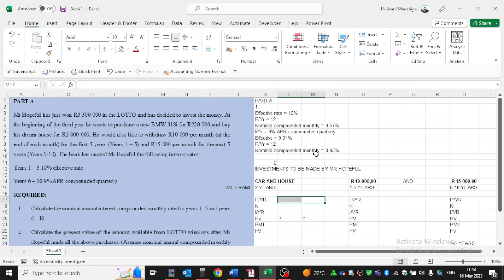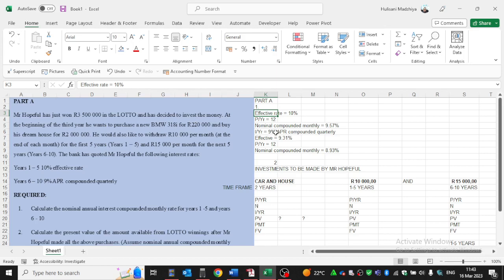Required number one says calculate the nominal annual interest compounded monthly for years 1 to 5 and years 6 to 10. Based on the scenario, from year 1 to 5 the bank is quoting him a 10% effective interest rate. Meaning that whatever nominal interest rate he earns on a monthly basis has to be equivalent to a 10% effective interest rate. Equivalent means it has to have the same weight at the end of the year as 10%.